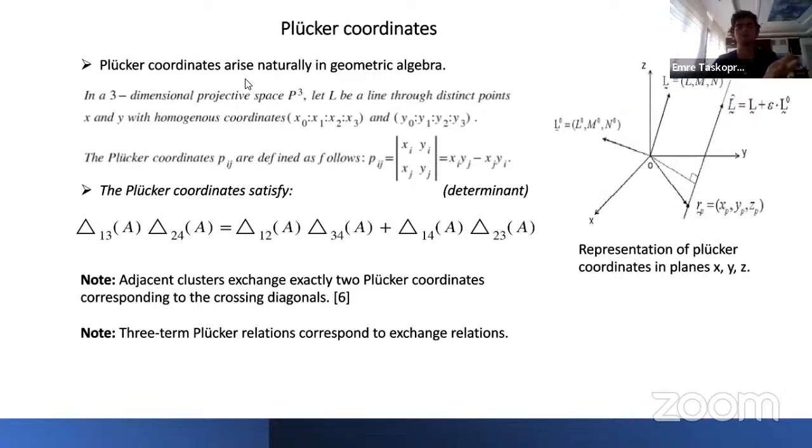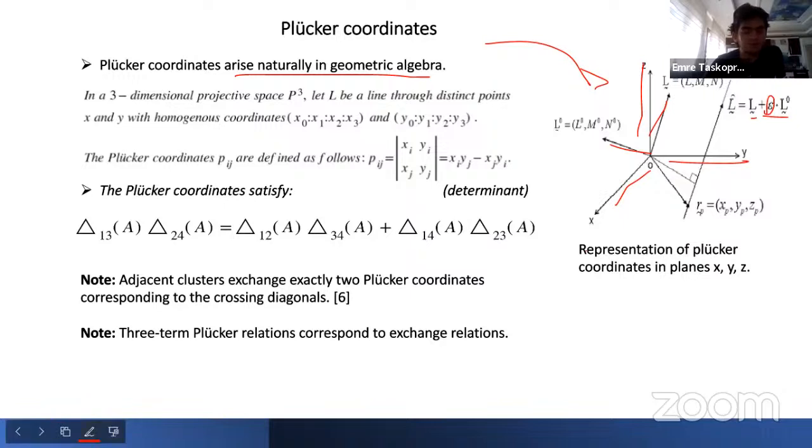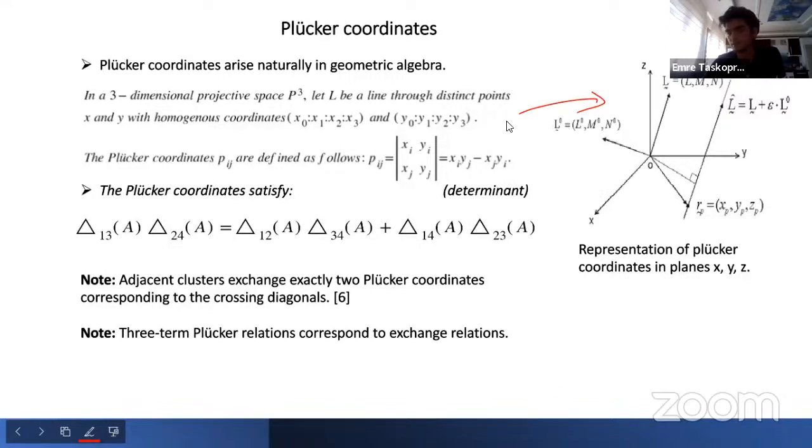Plucker coordinates actually arise naturally in geometric algebra. And we can see here a representation of Plucker coordinates in planes x, y, and z. We have many of them, and we can add them to each other or multiply them with scalars. Now, the definition of a Plucker coordinate: in a three-dimensional projective space, P cubed, let L be a line through distinct points x and y with homogeneous coordinates x through x3 and y through y3. In this special example, actually, there has to be a z coordinate as well. Moving on. The Plucker coordinates p_ij are defined as follows.